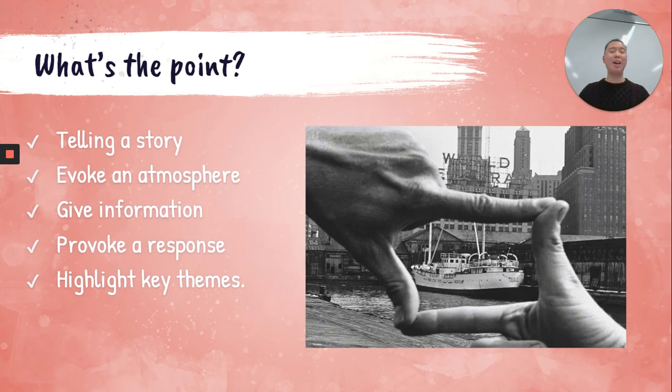Okay, that was an absolute mountain of information. So let's bring it all together. Why is mise-en-scene so important? Well, directors use mise-en-scene to tell a story. It also evokes a certain atmosphere. Think about lighting. When you have high-key lighting, it's usually a more positive atmosphere, whereas low-key lighting and very dark, cold colors gives off sort of a more depressing mood or bleak mood. Mise-en-scene is vital in giving information, also in provoking an emotional response. And also, mise-en-scene can be used to highlight key themes.